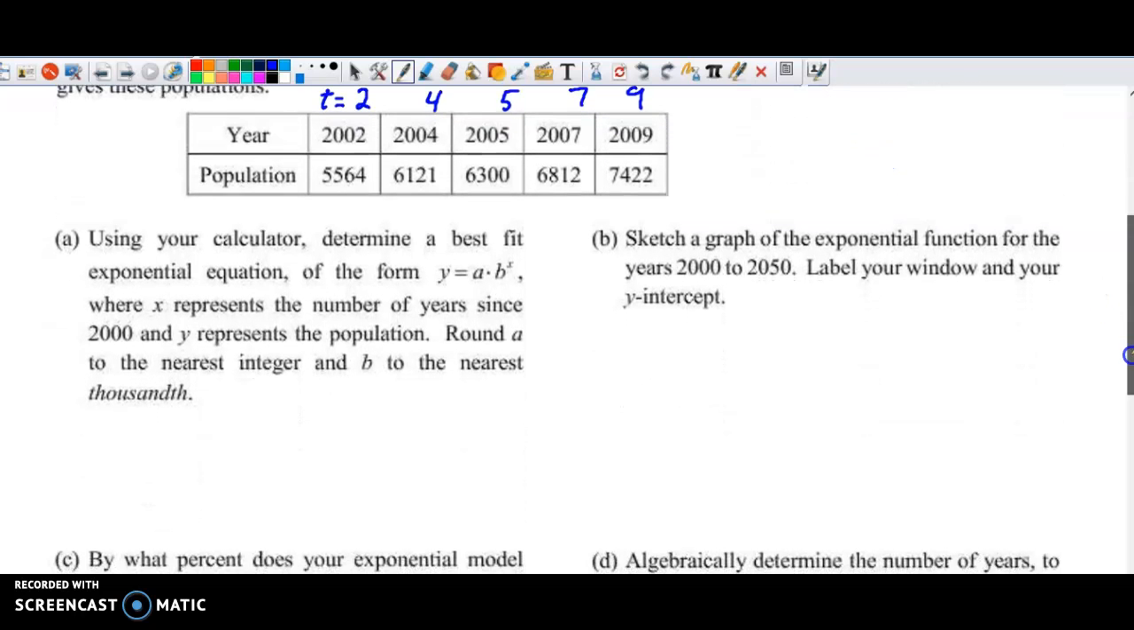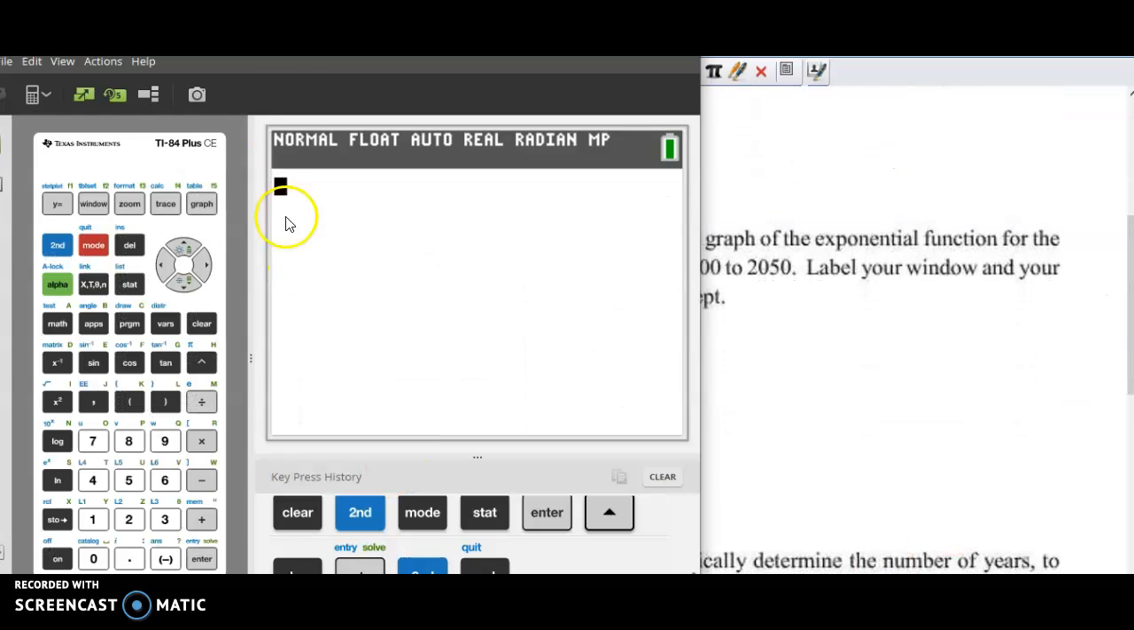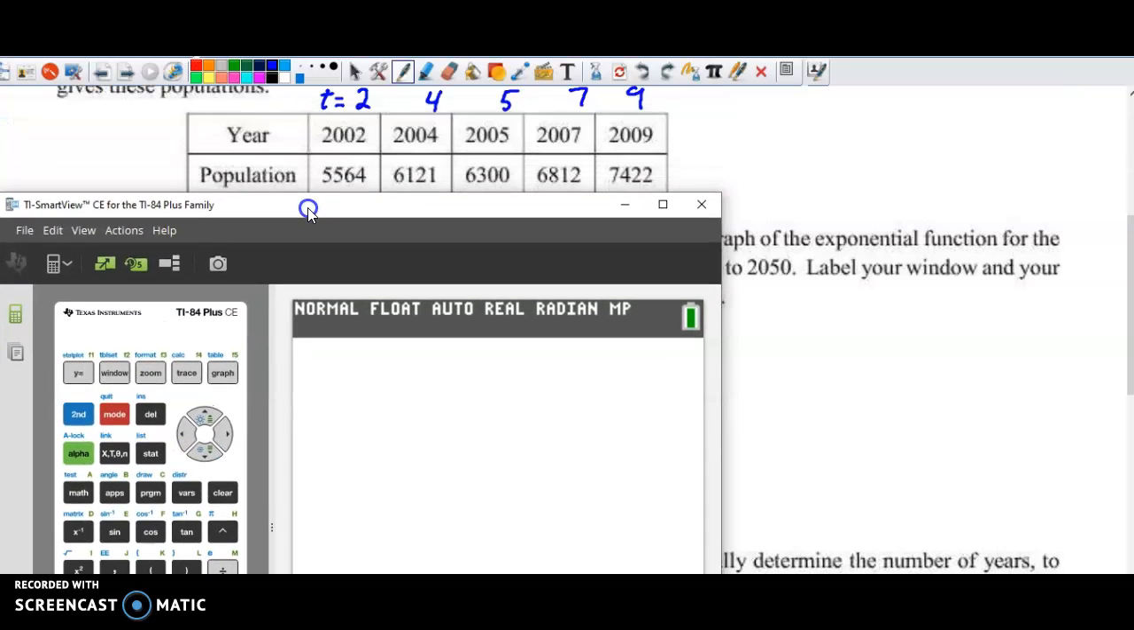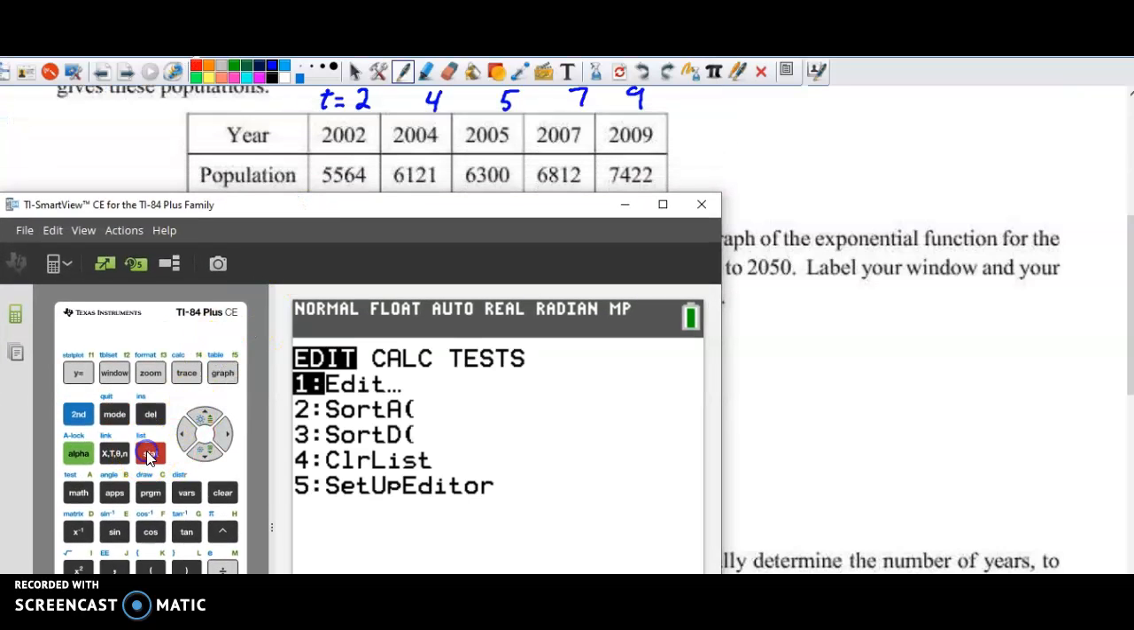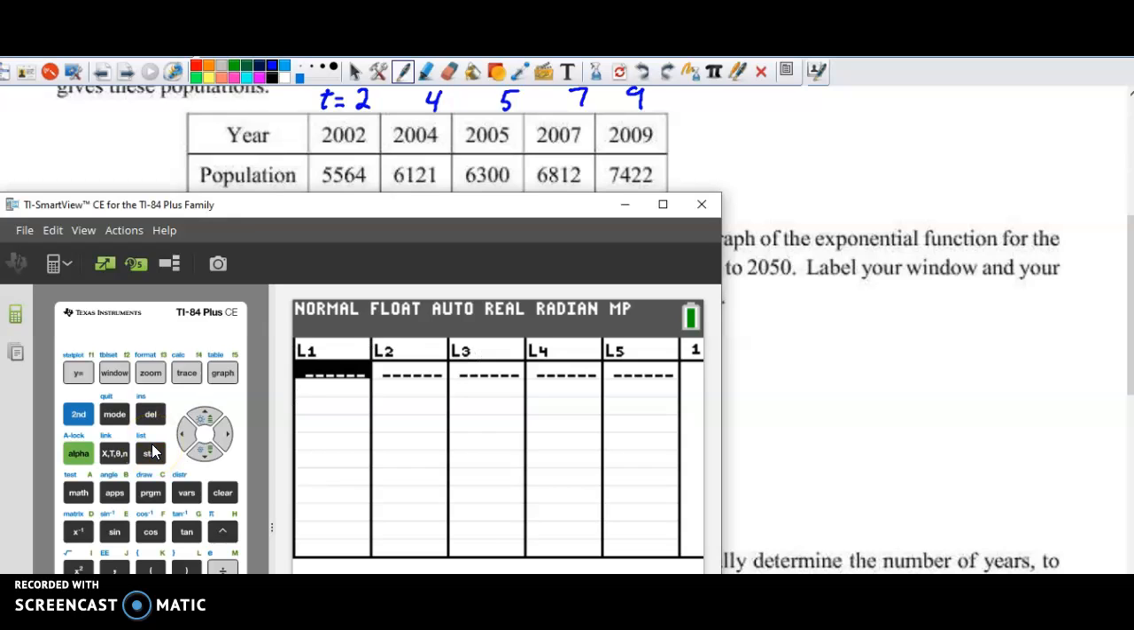I'm going to scroll down so I can see both and hide into my calculator. If you remember, we hit the stat key and then hit enter on edit, and then we can type in our list. So 2, 4, 5, 7, 9. You might want to hit pause in the video if I'm going too fast. I'm just typing it in with my keyboard.